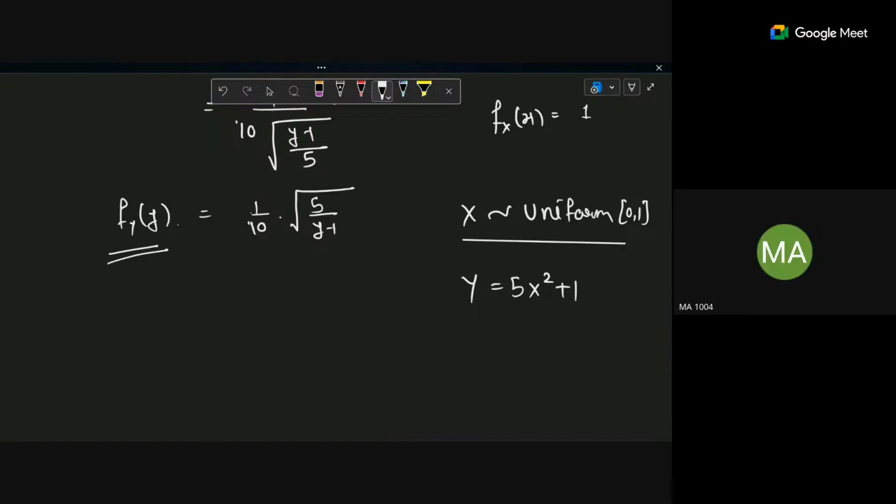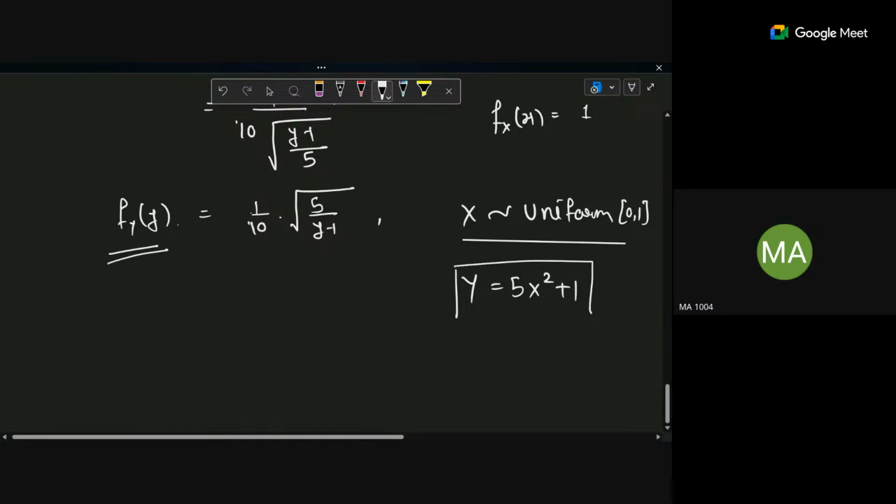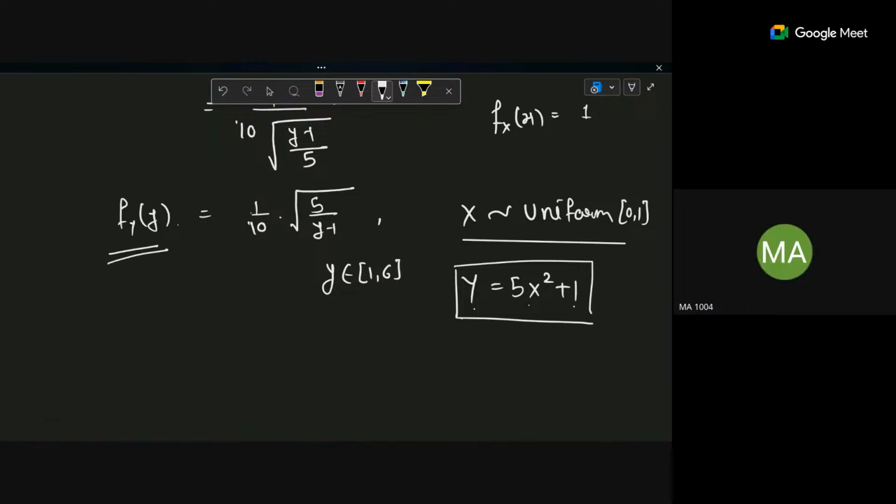1 to 6 only. Why? See, if you are considering this function only, then the range is the whole of R. But we have to consider the support of x only. Because the value of y is 5x square plus 1 whenever your x is lying between 0 to 1. So your y belongs to 1 to 6. Is 1 included? Yes, once you put x equal to 0, your y will take value 1, right?